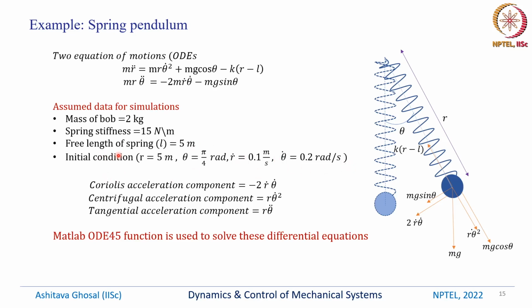So for the example, we are assuming that the mass is 2 kg, the spring stiffness is 15 newtons per meter, the free length is 5 meters, and initial conditions are r is 5 meters, theta is pi by 4, r dot is 0.1 and theta dot is 0.2 radians per second. We will also compute the various components of the acceleration just to show how they are changing with time. Both of these two equations can be converted to first order ODEs, and then we will use the MATLAB ODE function to solve these differential equations.